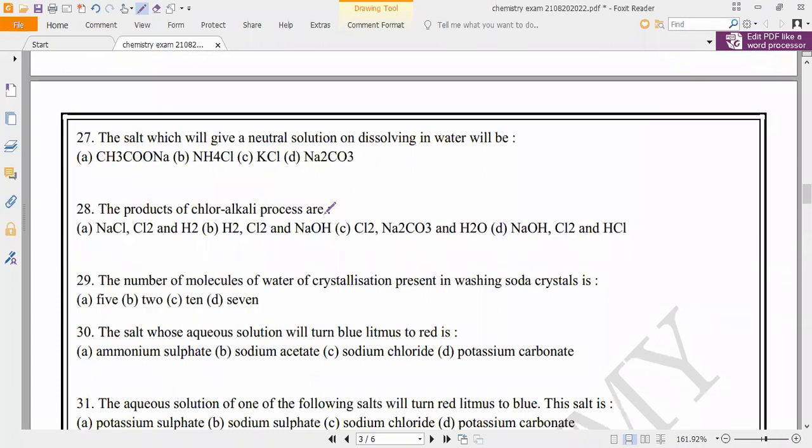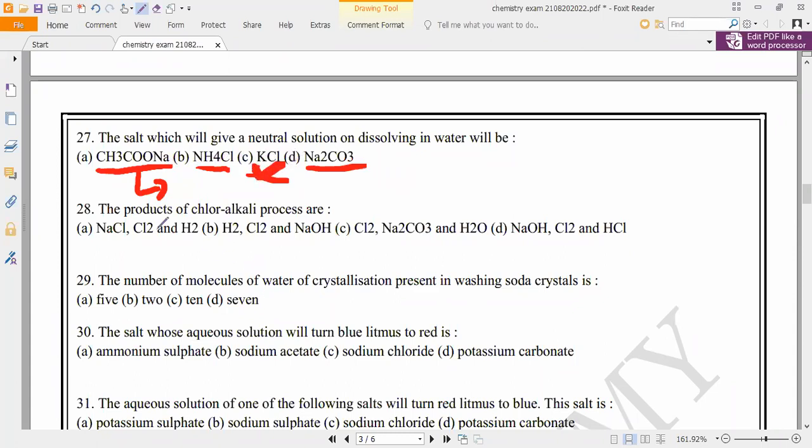KCl, potassium chloride, gives a neutral solution. Very good. Because it is a salt. Sodium acetate, CH3COONa, is not neutral. NH4Cl is not alkaline in nature. Correct or not? Yes, sir. So the correct answer is C.